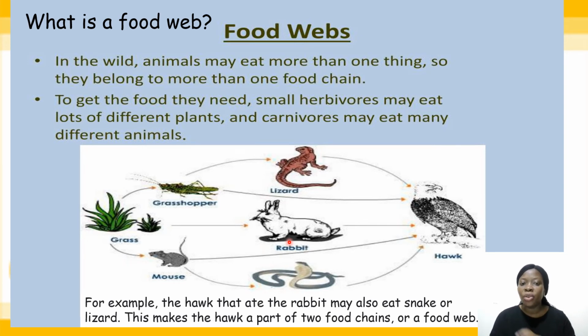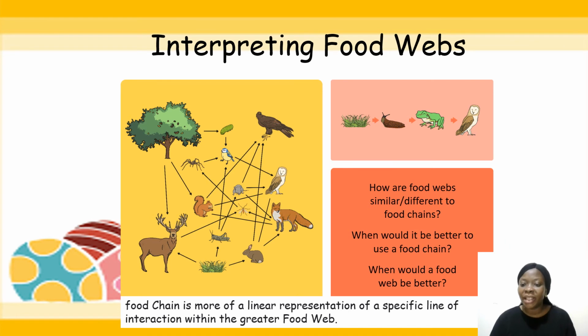A food web shows us an interconnectedness. It interconnects different food chains together to show the different things that an animal can eat at different points in time. So a food web shows us an animal eating more than one thing, so they belong to more than one food chain. I hope that is clear. A food web helps us understand the different things that an animal eats, lined up in an interconnection.